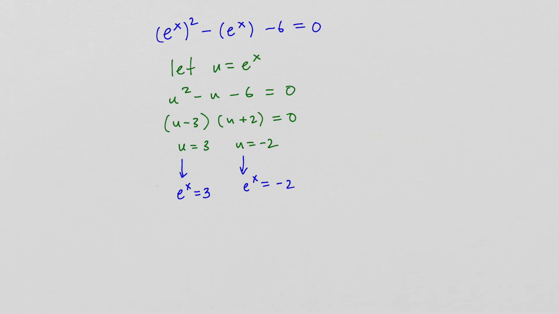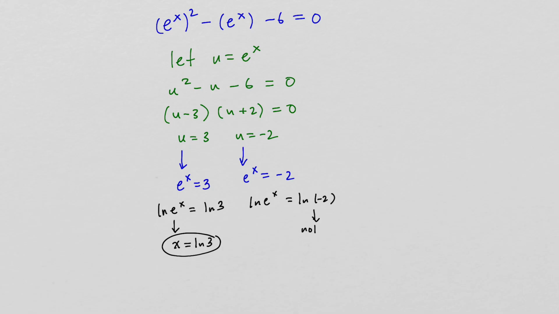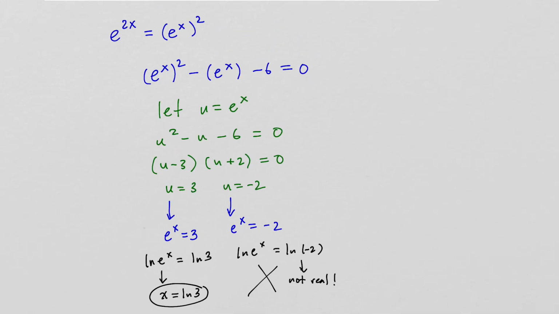Now to solve these, you can take a natural log of both sides. And this, of course, is going to give us x equals the natural log of 3. So there's one solution. And on the other one, when you take the natural log of both sides, you have a problem here because the natural log of negative 2 is not real. So there's no solution that you get from here. So the only solution is the natural log of 3.